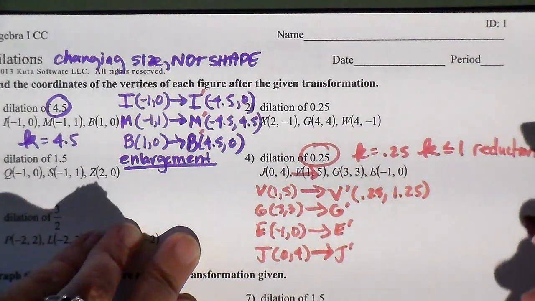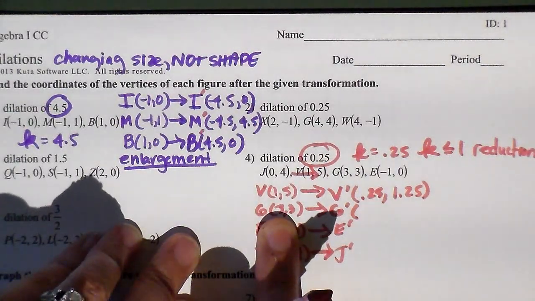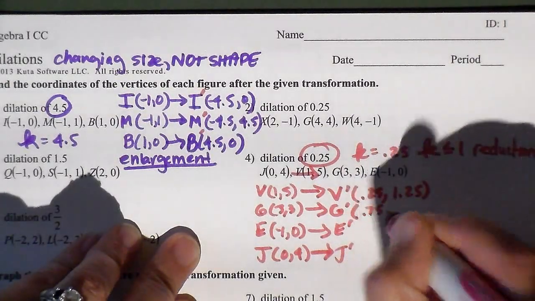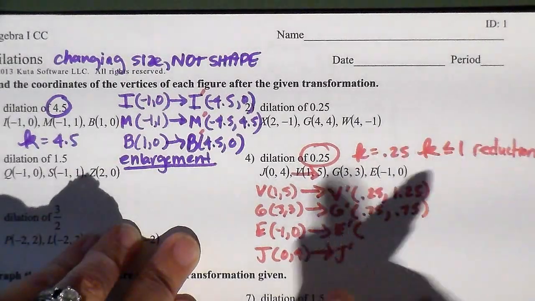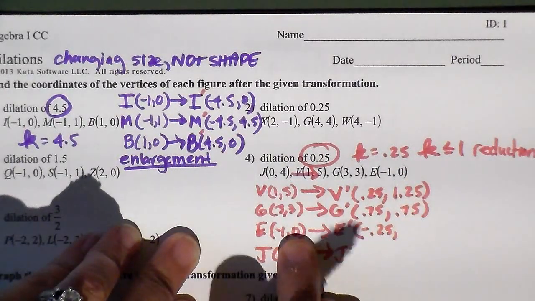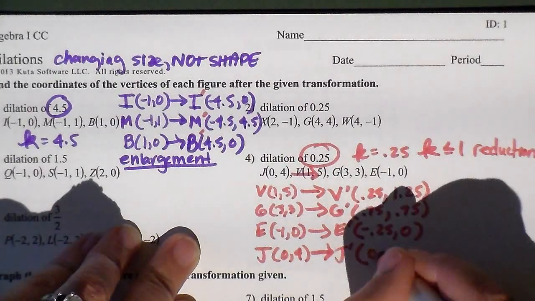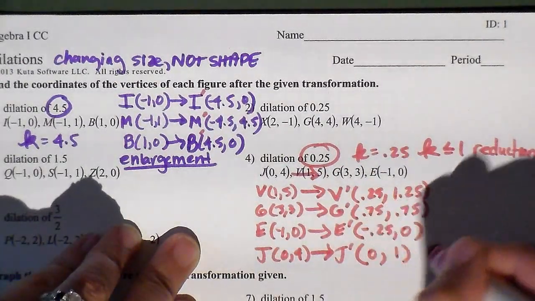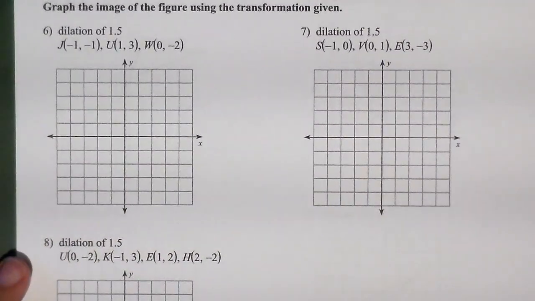And again, you'll have a calculator on the exam or the quiz. 0.25 times 3 is 0.75. 0.25 times 3 is 0.75. For E, 0.25 times -1 is -0.25. 0.25 times 0 is 0. For J, 0.25 times 0 is 0, and 0.25 times 4 is 1. So there are your new coordinates. And that is how you do an enlargement and a reduction, just given the scale factor. You multiply it, okay?